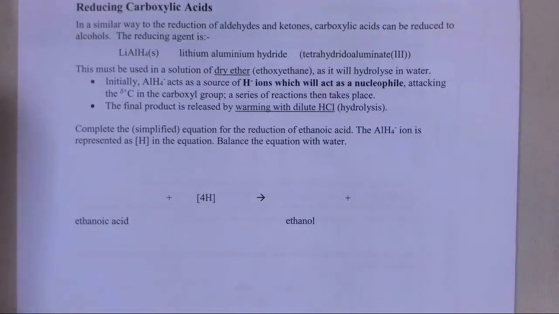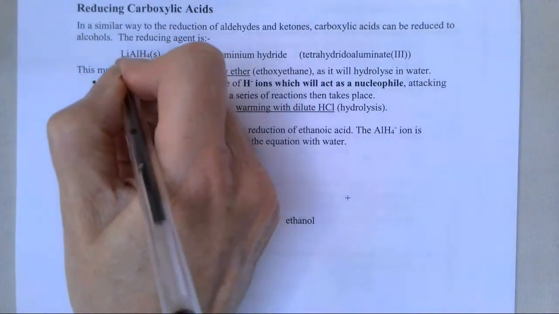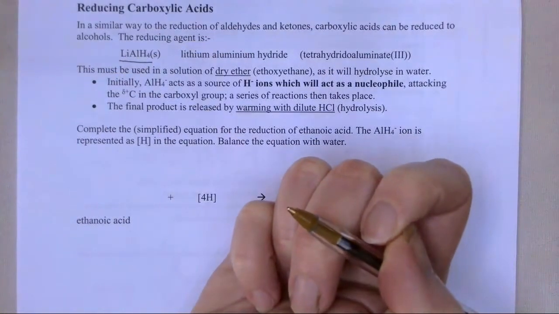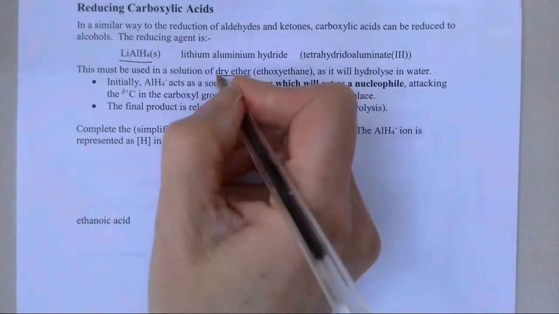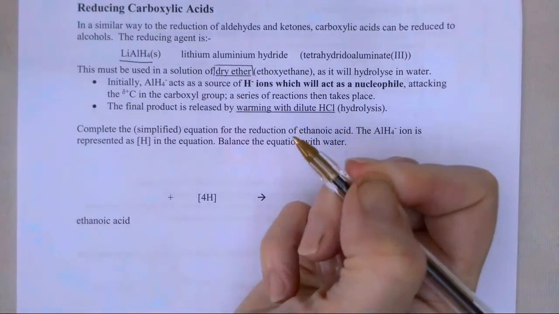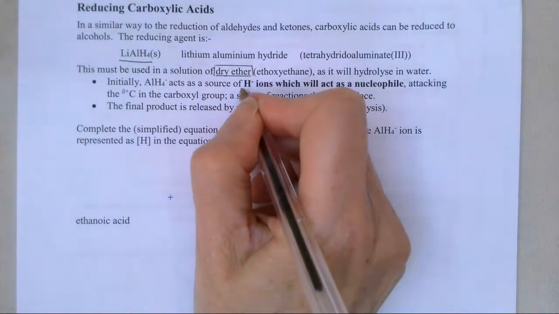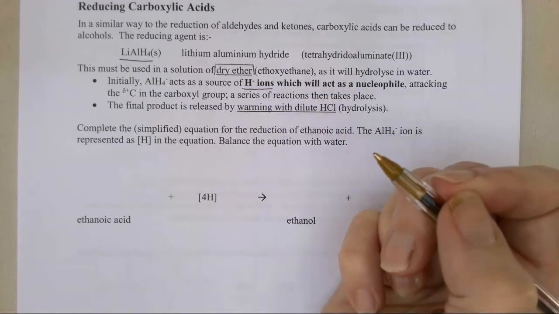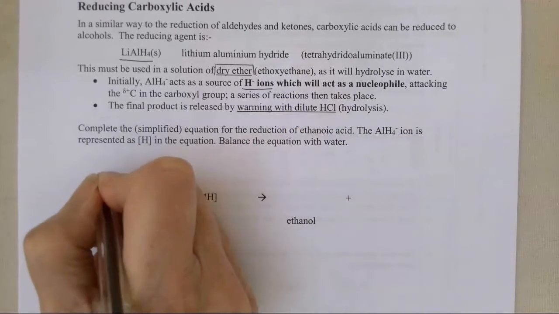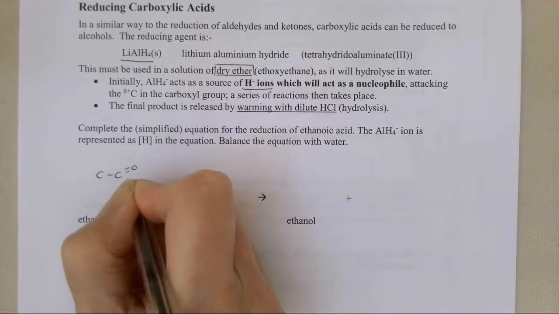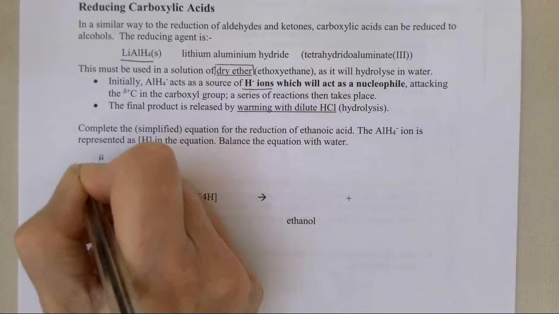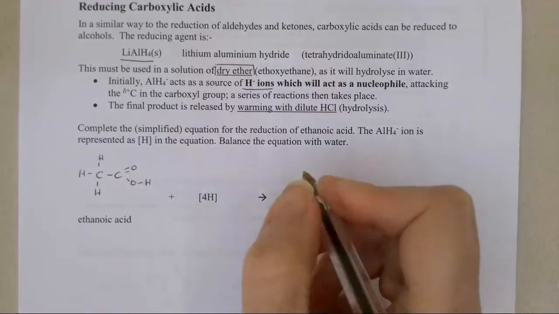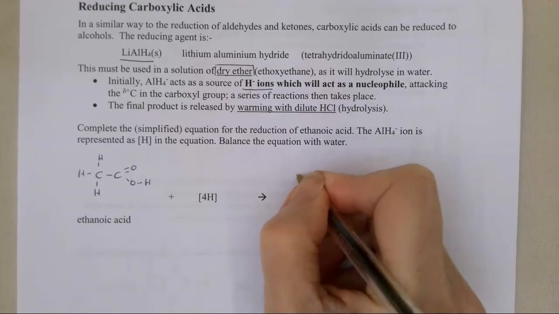Okay, so the last reaction we're going to be looking at is the reduction reaction of carboxylic acids. And we're going to use our usual reducing agent for this, lithium aluminium hydride, LiAlH4, and we are doing this in dry ether. Okay, and initially, again, we've got this LiAlH4, which is a source of hydride ions, and they're going to be attracted to the delta positive carbon of the carboxylic acid functional group. So we're going to take ethanoic acid. Now this is a very powerful reducing agent, so I can't get it to stop at the aldehyde stage. It'll go straight back to my ethanol.